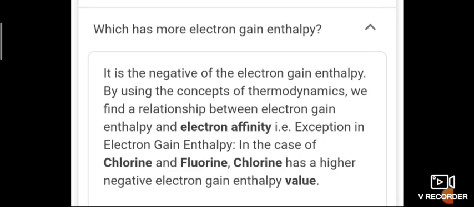Here an example is given, which has more electron gain enthalpy. Go through this. Fluorine and chlorine. Chlorine has a higher negative electron gain enthalpy value because fluorine's size is small and chlorine's size is bigger than fluorine. So compared to fluorine, chlorine has a more negative electron gain enthalpy.